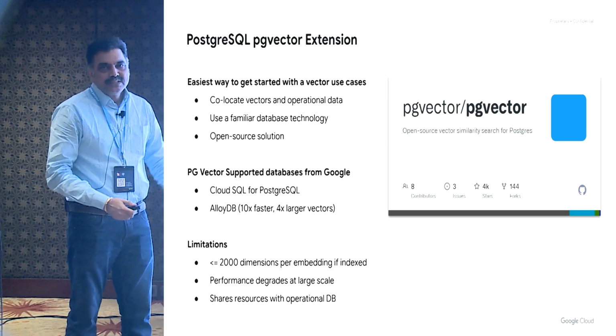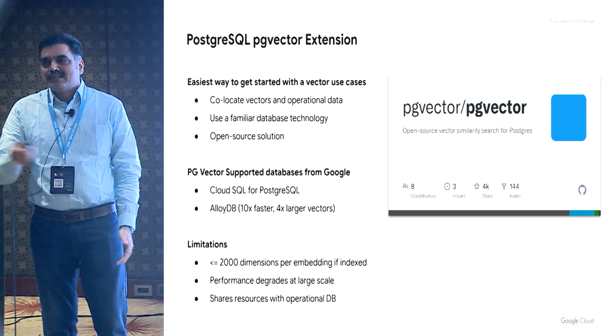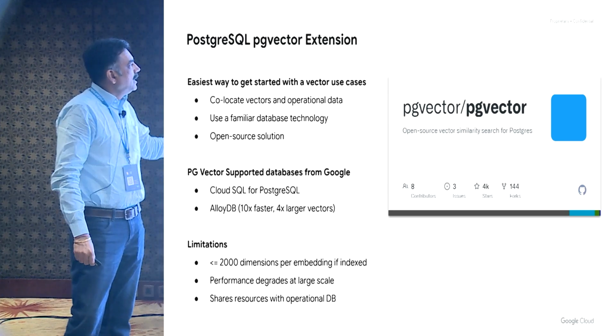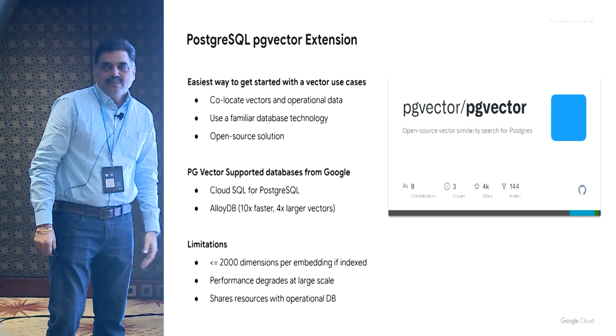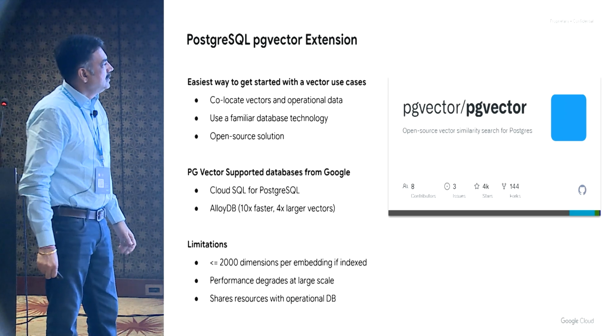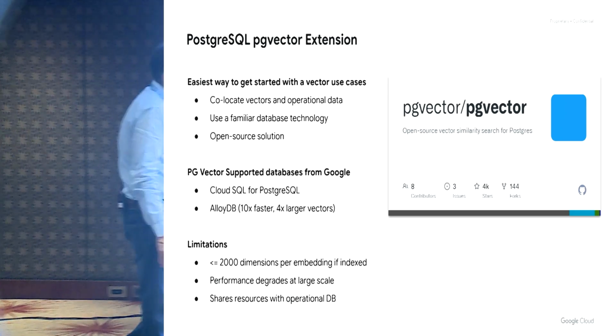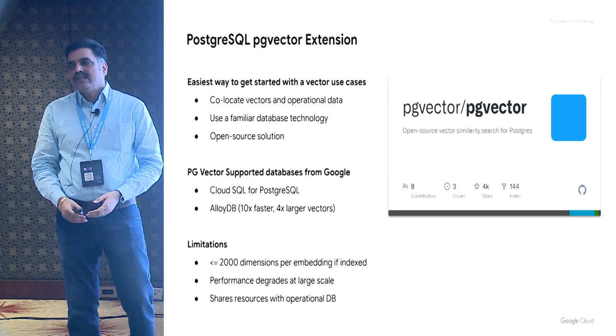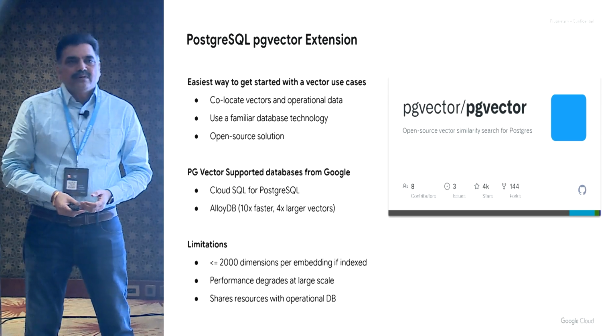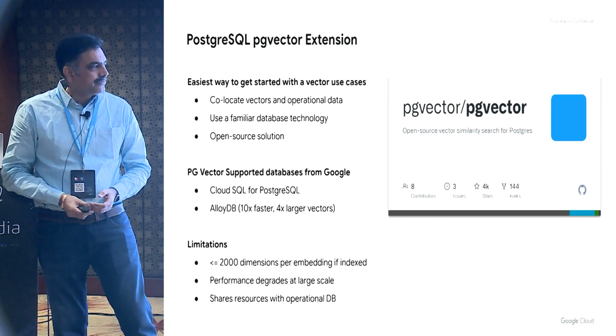It's a familiar database technology. You can see it's a vibrant community we have here. And finally, it's open source. So that's very important as well. From the Google side, we have two databases currently which support PG vector. We have Cloud SQL and AlloyDB, and both support PG vector today.